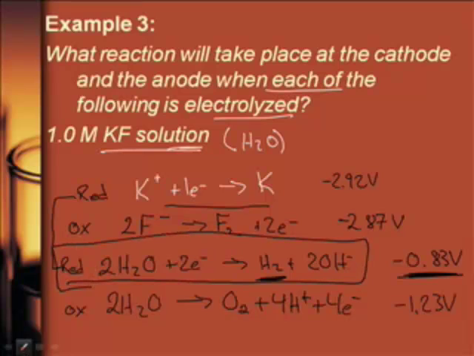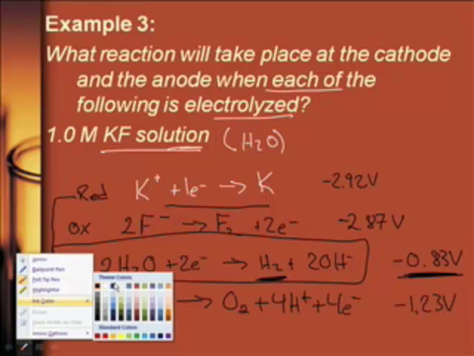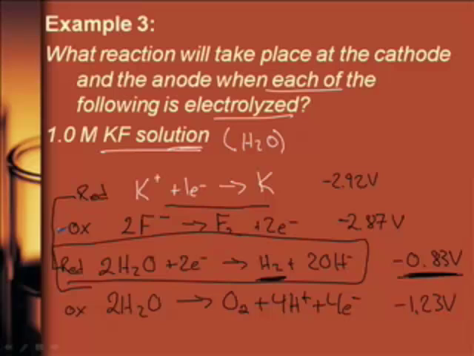Now, if we look at the oxidation ones, in blue here, we've got 2 competitions for oxidation, negative 2.87 and negative 1.23. The bigger number is negative 1.23, so the oxidation reaction will be this. In fact, the potassium and the fluoride will do nothing in this particular reaction. It asks what happens at the anode and the cathode. Reduction occurs at the cathode. Remember, you keep your consonants together, and oxidation would be your anode.